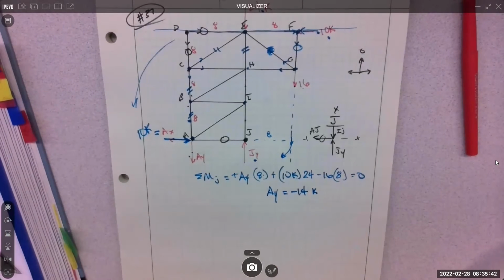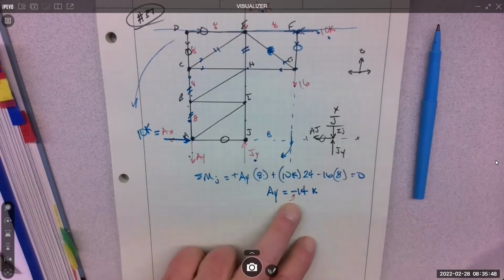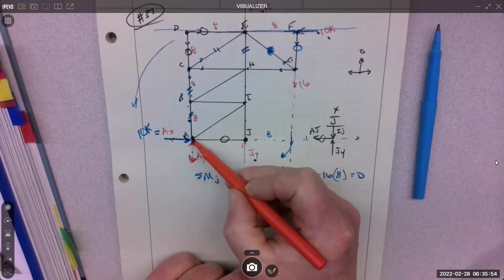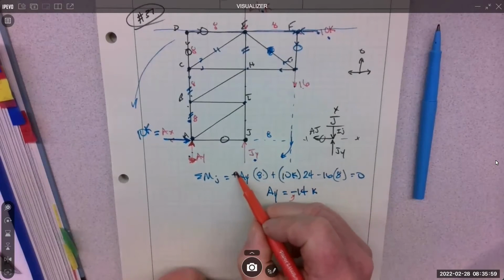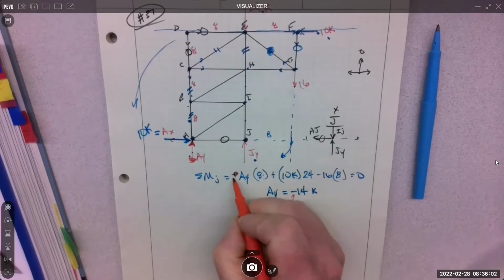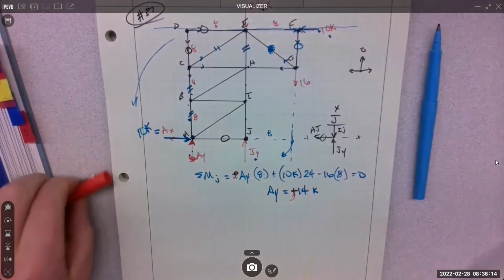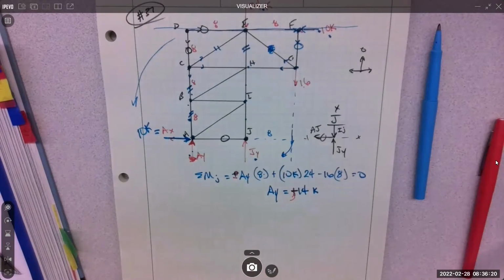And we know, because I've said it a bazillion times, this sign means you assume the wrong direction, go change it. So AY does not go down, it goes up. And that changes the sign here to negative, which then makes this a positive, which we want. AY goes up. And remember, AY is a reaction. It's not a force in a member, so it's not compressive or tension. It's just a reaction that's doing something, right? It's going up.